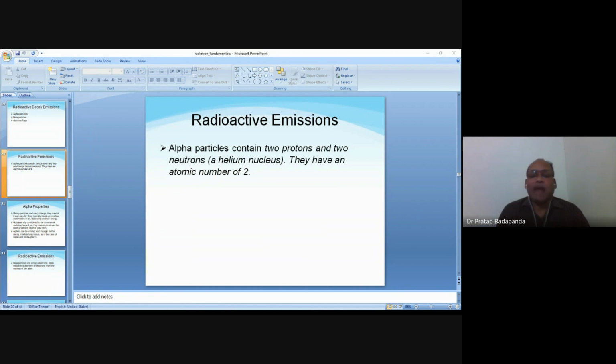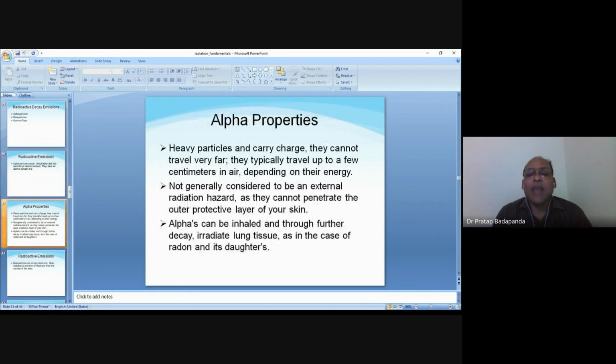So this is alpha particle emissions. Now if you come down to alpha properties: heavy particles that carry charge. These are very heavy particles carrying the charge. They cannot travel very far due to their heavy mass. They typically travel up to a few centimeters in air, depending on their energy.